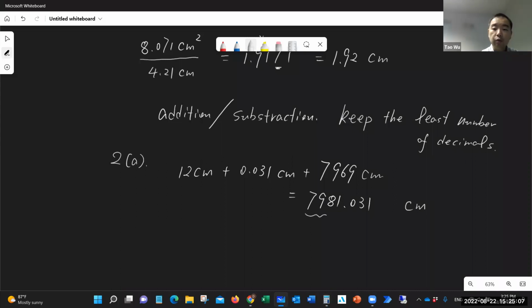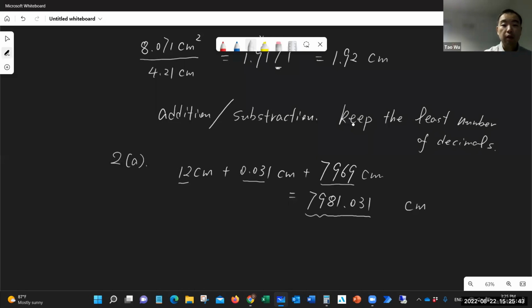Now, how do we keep this number correct? We said keep the least number of decimals. What does that mean? You look at each of the original numbers shown here and see how many decimals each has, and then we keep the least. The smallest number of decimals is 0, right? A whole number doesn't have a decimal, so that's just 0.